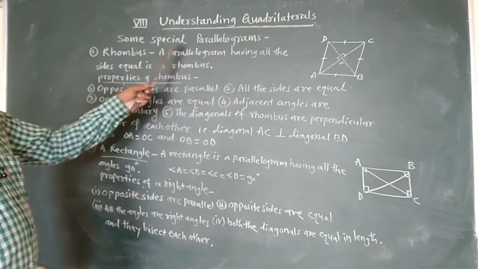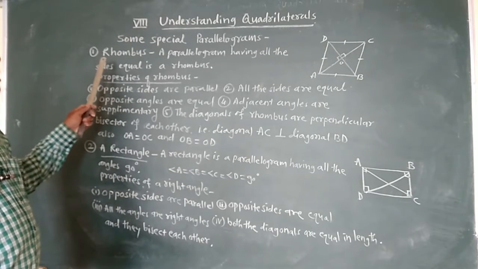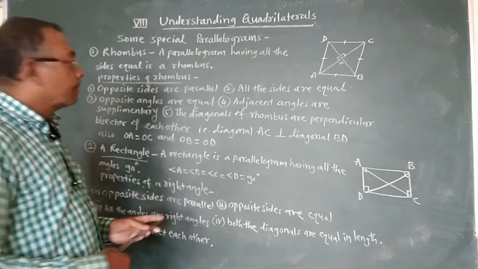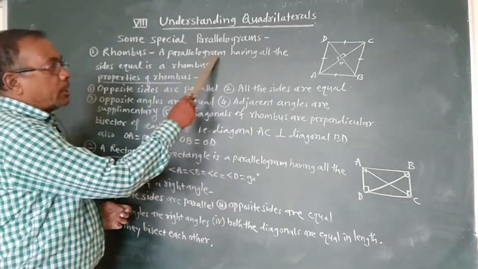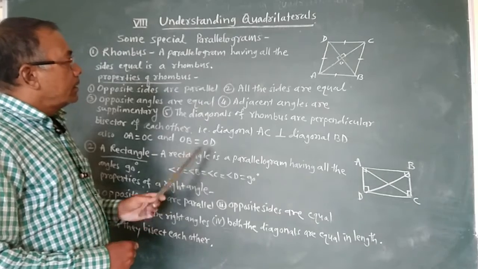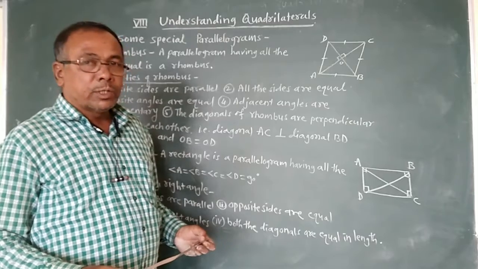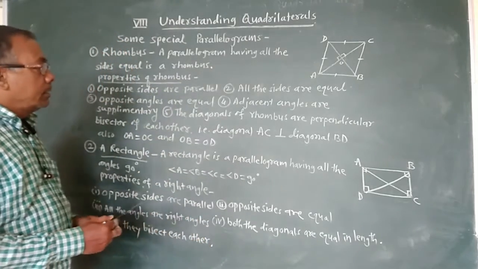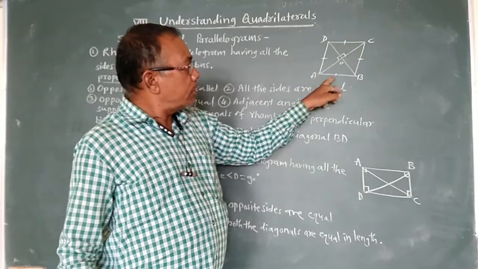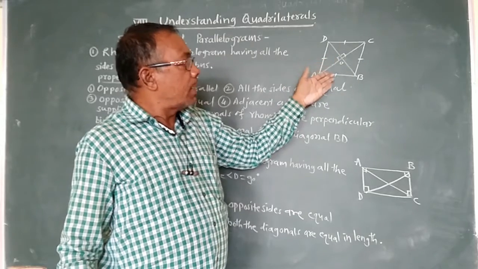Some special parallelograms. The first parallelogram of special type is the rhombus. A rhombus is a parallelogram having all the sides equal. It means if all the sides of a parallelogram are equal, then it is known as a rhombus. Here ABCD is a parallelogram in which all the sides are equal, and they are denoted by equal marks or the same mark.